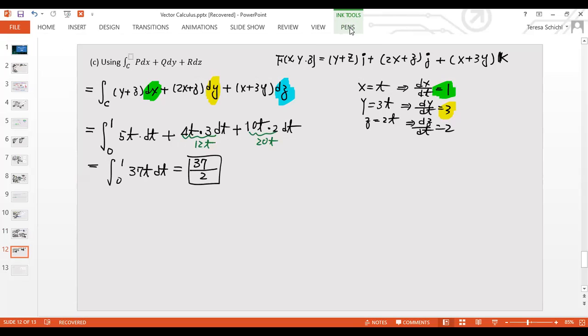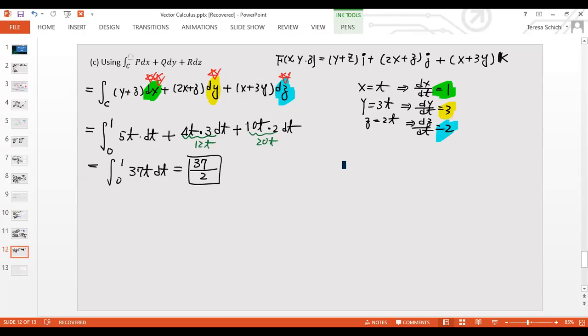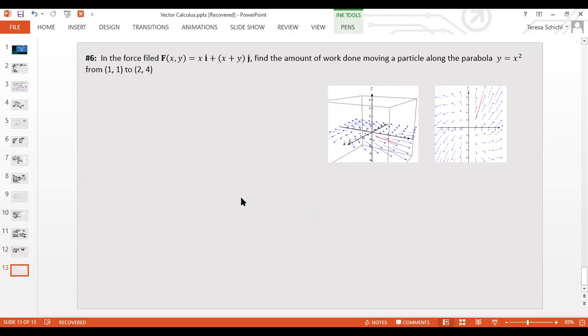So the key thing you need to remember for this method is that it depends on dx or dy, and then you need to choose the correct one here, right? So you need to choose the correct one to get it. Okay, so now let's take a look at our last problem here.